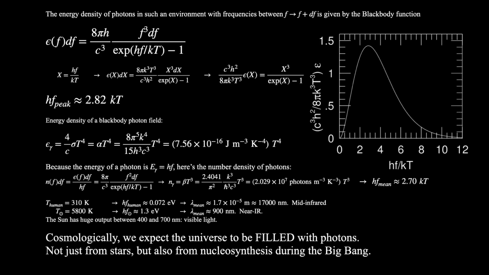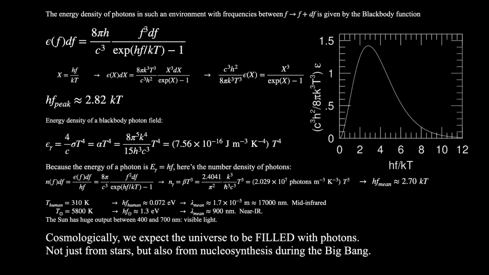4 sigma over c is the radiation constant, which is that big squirrely nest of constants you see there. But notice the units. It's 7.56 times 10 to the minus 16 joules per cubic meter per Kelvin to the fourth. So this is an energy density. And the energy density depends on a constant times the temperature to the fourth power. So if you have twice as hot a gas of photons, it will have 16 times the energy density.